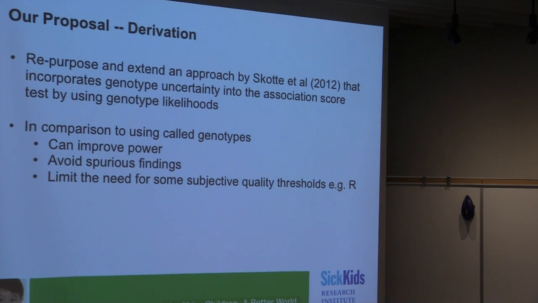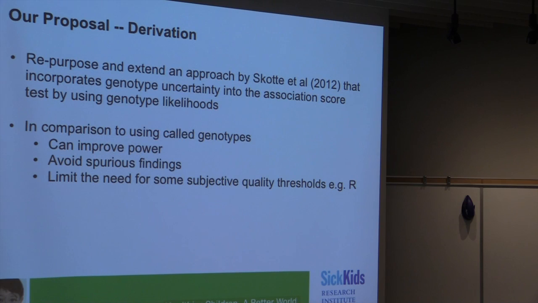So I'm going to just go over the derivation of our proposal. What we are doing is repurposing and extending an approach that was published in Genetic Epidemiology in 2012 that incorporates genotype uncertainty into the association score test by using the genotype likelihoods. Okay, so that's a mouthful, but really the idea is, why are we using genotype calls from sequence data?